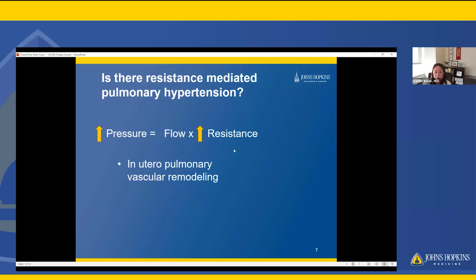So there might be a component of intrinsic increased pulmonary vascular resistance as well, but it does still seem like in babies who present early, there's such a significant component of volume-mediated pulmonary hypertension. So ultimately, maybe there's some in there. It's hard to know for sure, but I would still manage it more like a volume-mediated pulmonary hypertension.